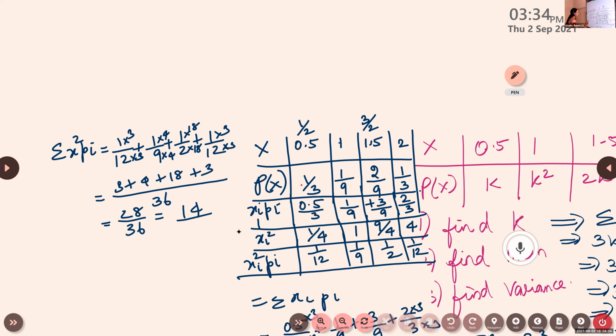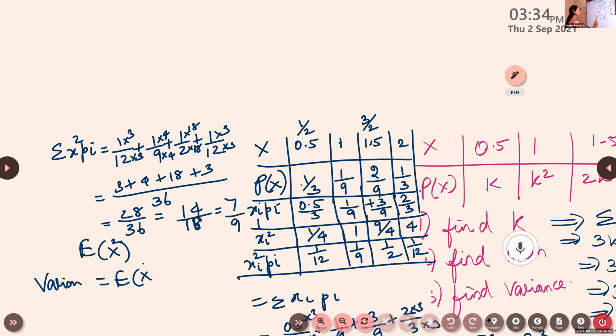So this is E of x square. So what is variance? Variance is E of x square minus E of x the whole square. So we get 7 by 9 minus, what is E of x? Earlier we calculated this as 23 by 18, the whole square. So now expand it and simplify.